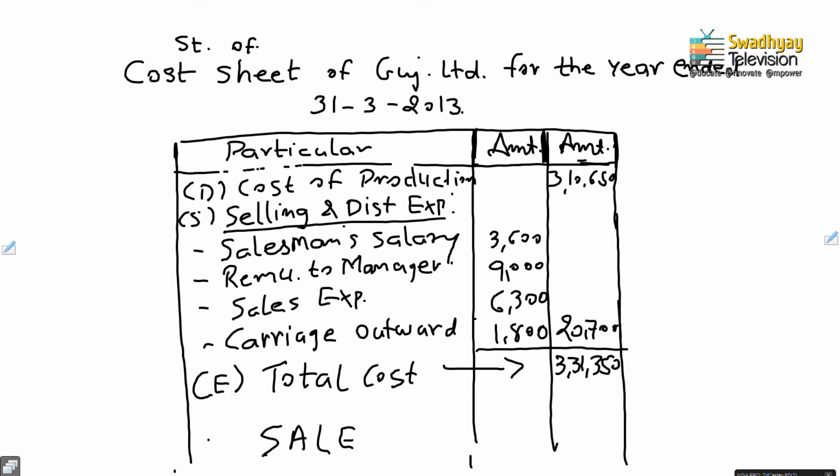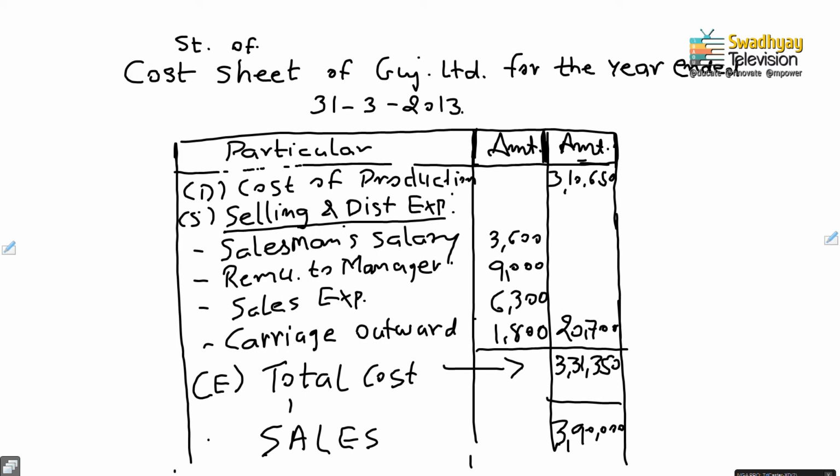Now we will compare this cost with the final value, and that is your sales. The sales is already given in the question. See the question, the sales value comes to ₹3,90,000. It means the ₹3,90,000 sales value is higher than the total cost, which comes to a profit.